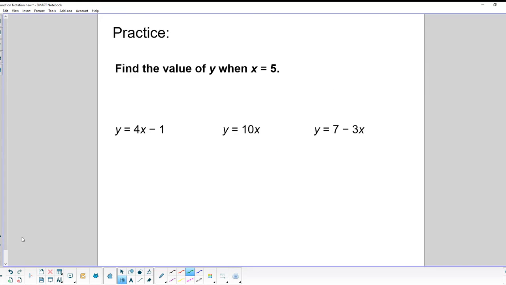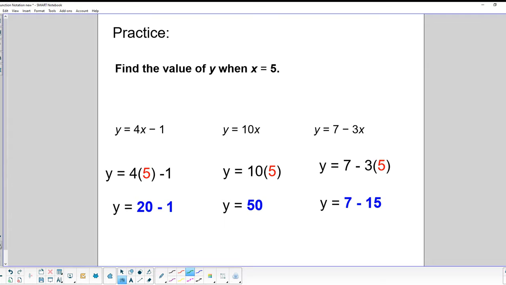Okay. What about these next 3? So we've got 3 different equations. They kind of look a little bit different. But what if we say find the value of y when x is 5? So for each one, we would put the 5 in for x, as you can see, and then we would go ahead and calculate the value.